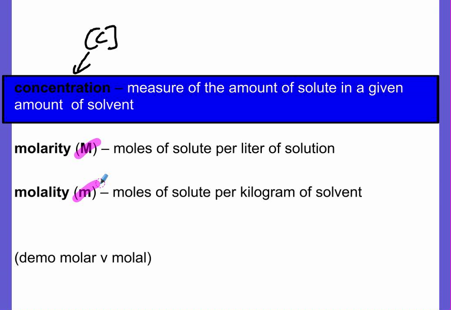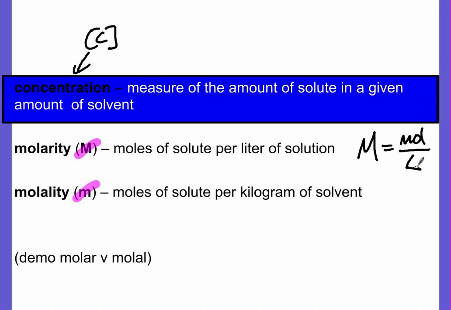I'm going to show you a demo tomorrow so that you can tell the difference really between molar and molal concentrations. But for right now, we just need to see the equations and know how to work with these things. So molarity, as it says here, is the moles of solute per liter of solution. So you're going to want an equation to go with that. So a big M, molarity, is going to be equal to moles divided by liters. That's your equation for molarity.